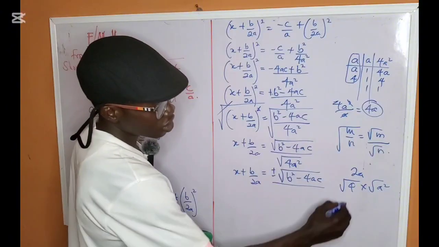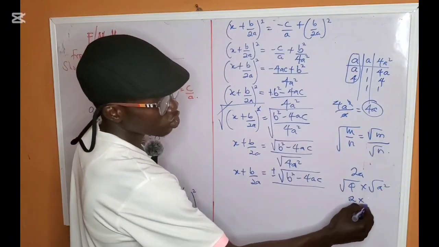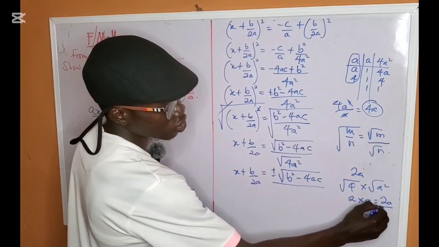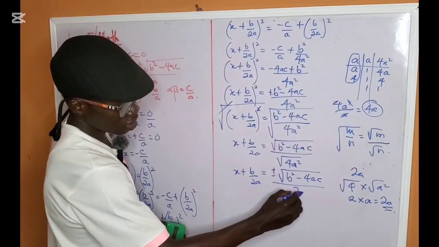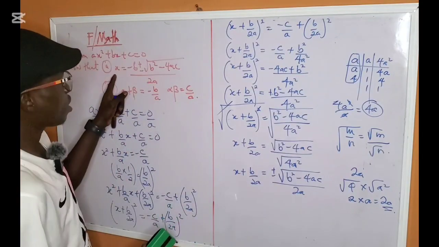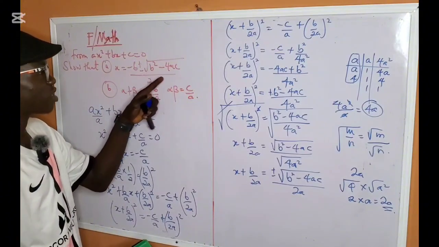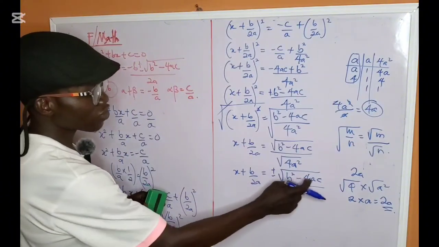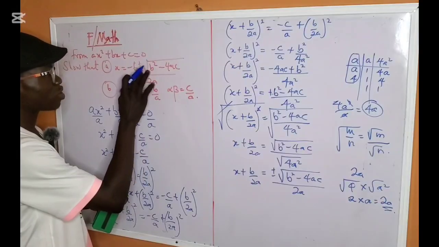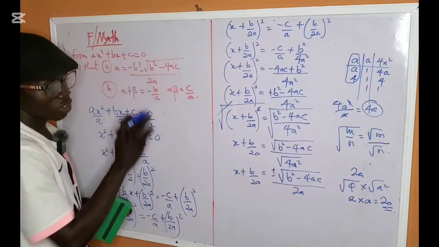So the square root of 4 is 2. Square root of a squared is a. The answer is 2a. So over 2a. You can see we are almost there. Our quadratic formula is x equals minus b plus or minus square root of b squared minus 4ac over 2a. We've gotten b squared minus 4ac over 2a and the plus and minus. Well, what we need to get is minus b.